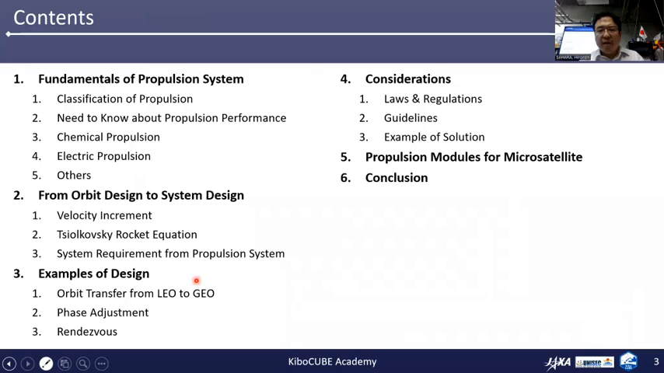The contents of today's lecture are as follows. After explaining the basics of propulsion systems that satellite designers should know in Chapter 1, Chapter 2 describes the bridge from orbit design to system design to make your mission possible. And Chapter 3 gives examples of propulsion system design. Chapter 4 describes laws, regulations, and guidelines that should be observed and kept in mind when dealing with propulsion systems. Chapter 5 shows an example of propulsion system module.